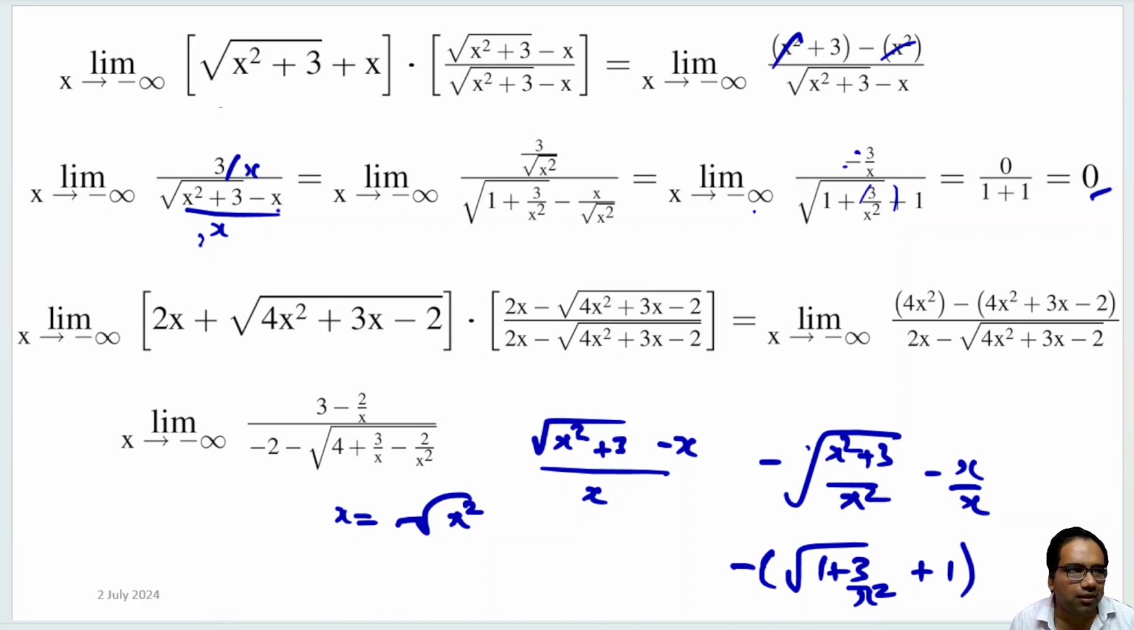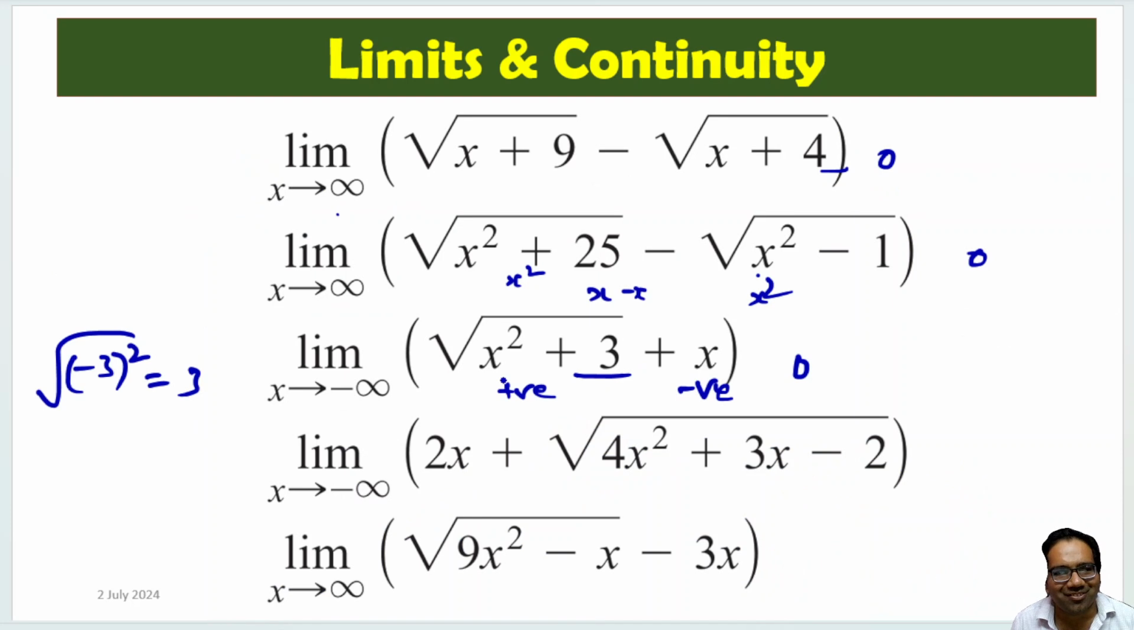So we don't need to do all this lengthy calculation, we have directly realized that when x is tending to minus infinity, obviously x square will tend to plus infinity, and x square plus 3 is almost equal to x square. Root of x square is again plus x. And here we have minus x. Plus infinity, minus infinity, total 0. Right.